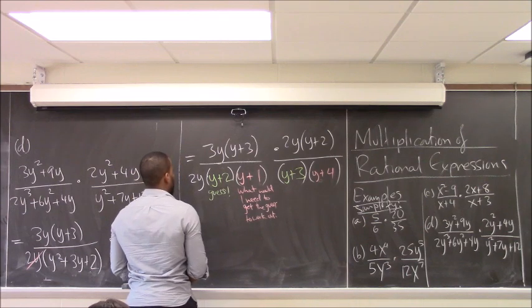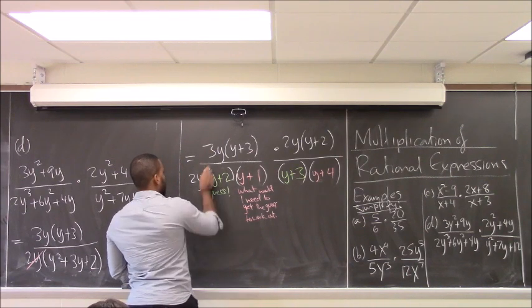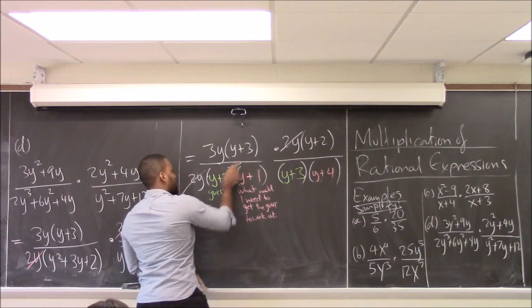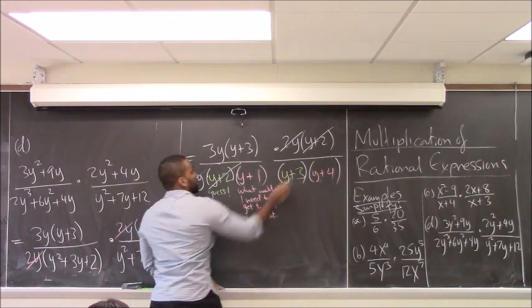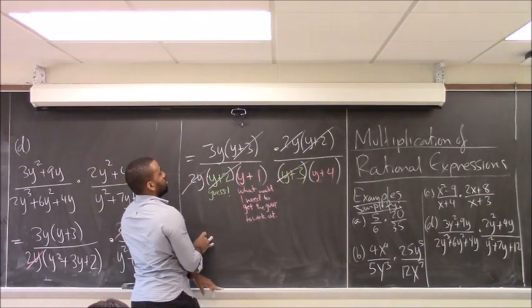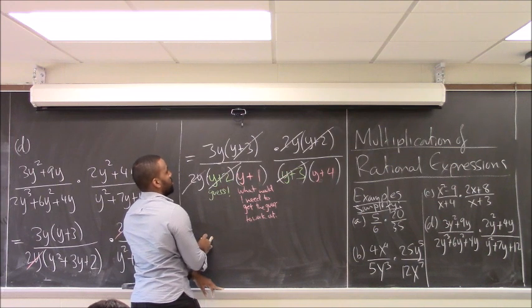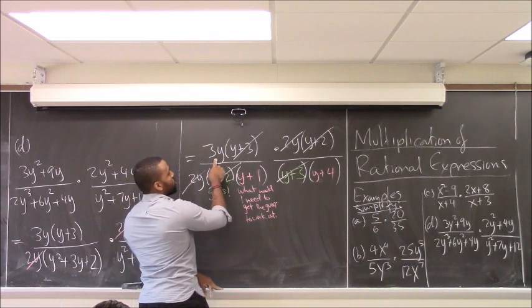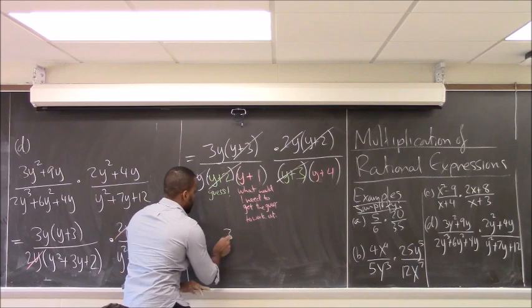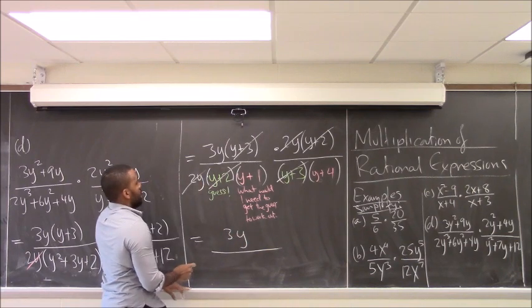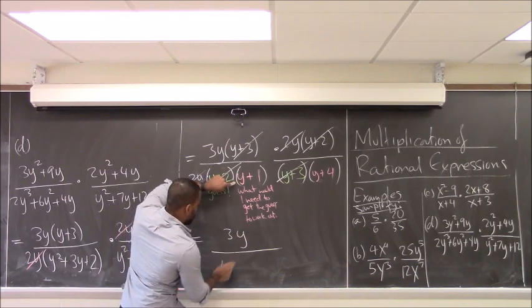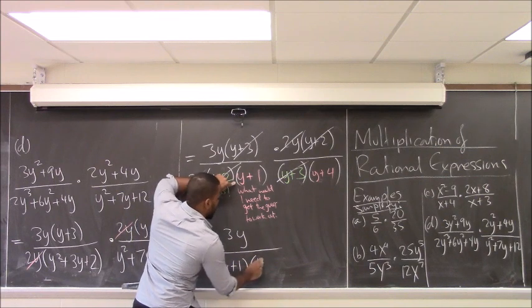Okay, so now that we have that, we can start canceling people. This kills that. This kills that. This kills that. Who survives? Because this 3y times the 1. And then on the denominator, I have the y plus 1 surviving, and I have the y plus 4. Right?